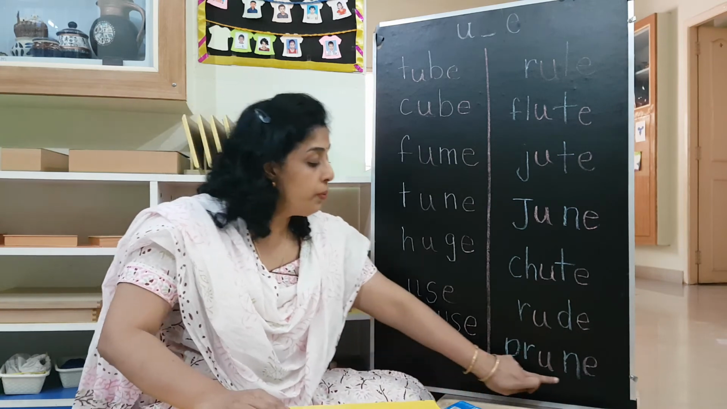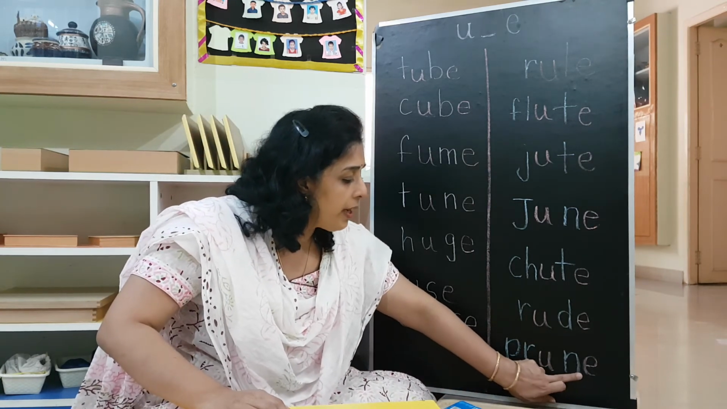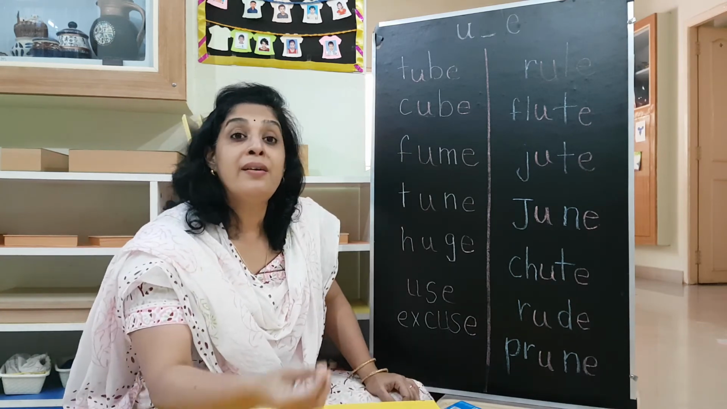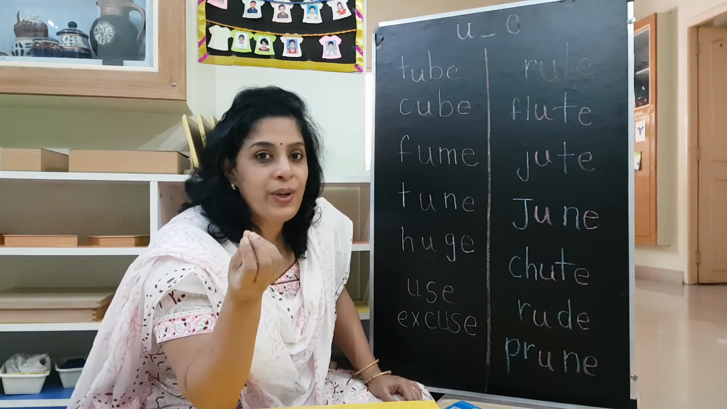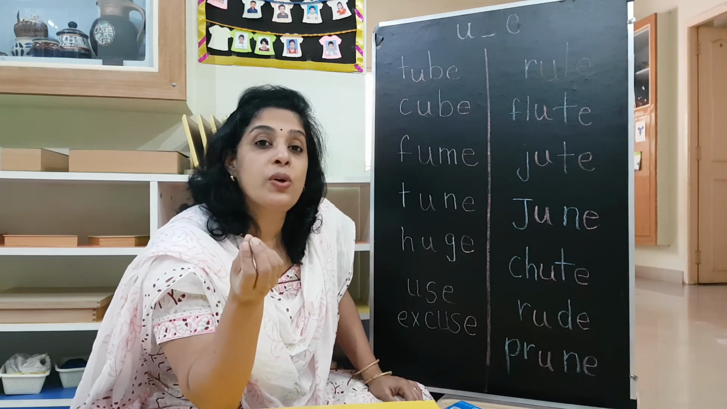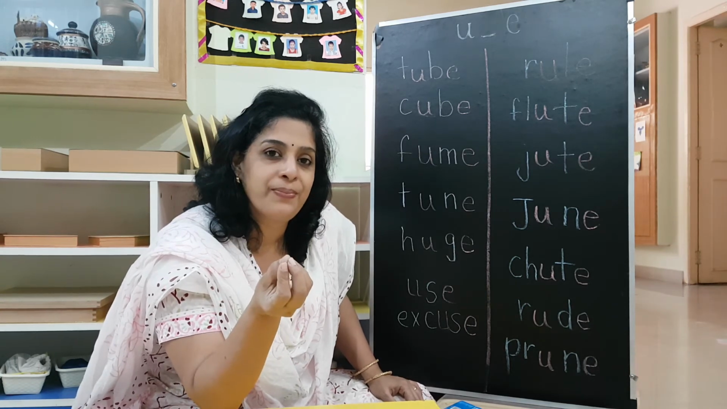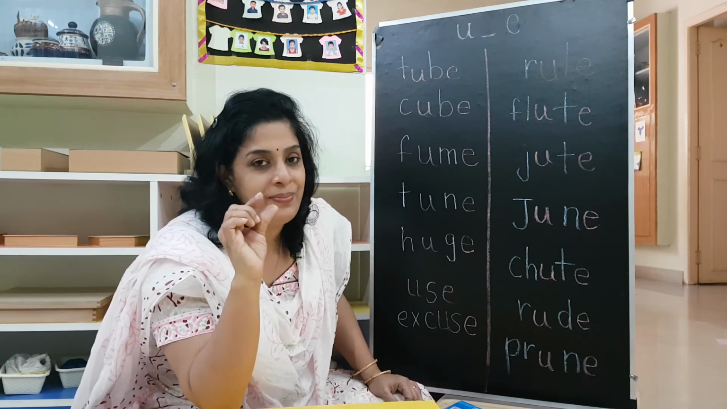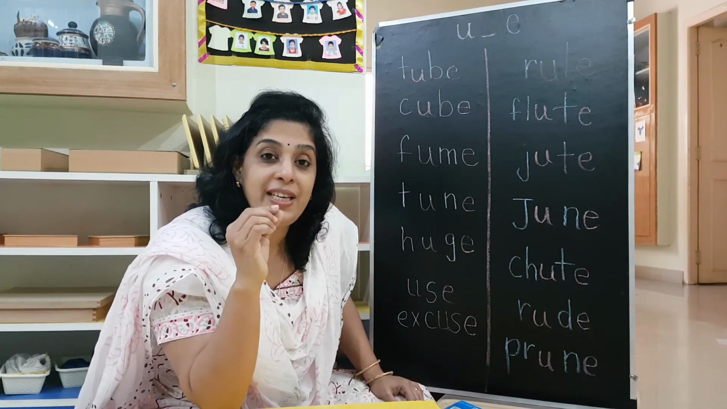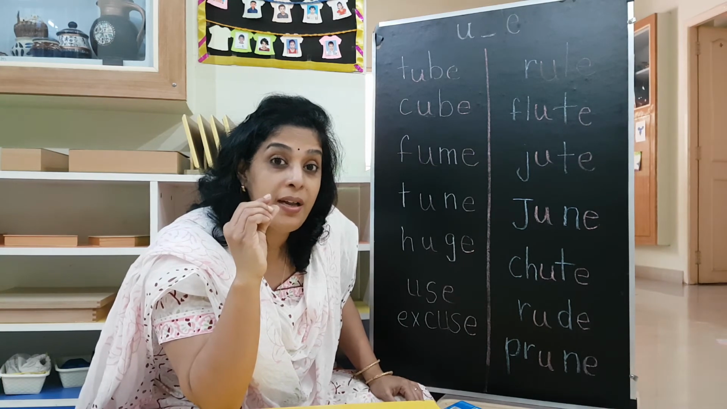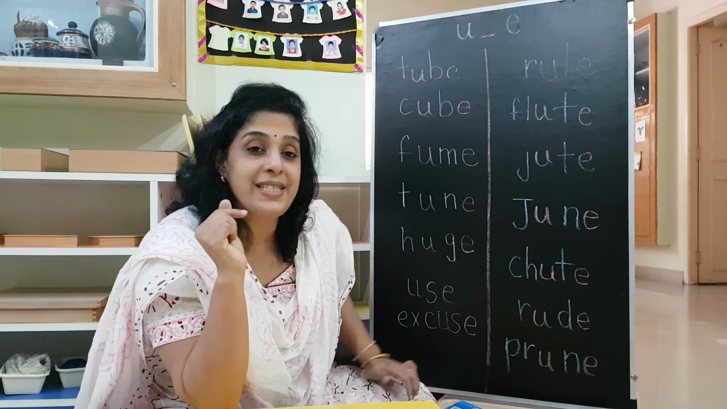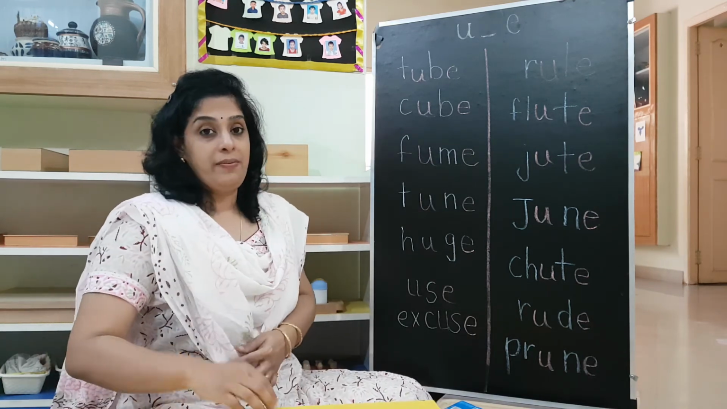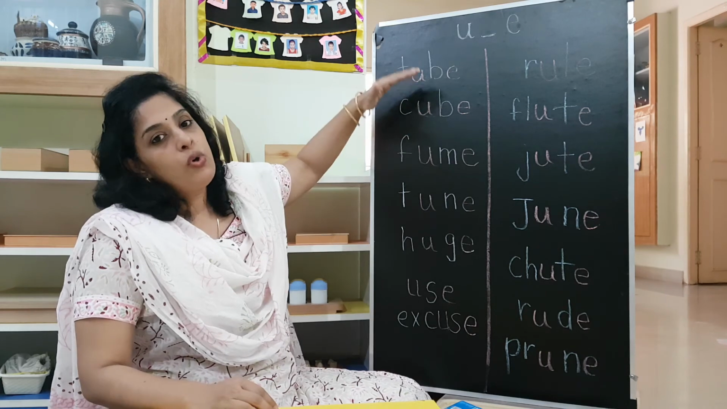prune. There are two kinds of prunes, but I will tell you one prune is the dry grapes. Dry grapes are also called prunes. They will add it in the cakes. Some of you bring it as a snack for eating. Dark brown color or light brown color prunes. Dried grapes, drakshe.